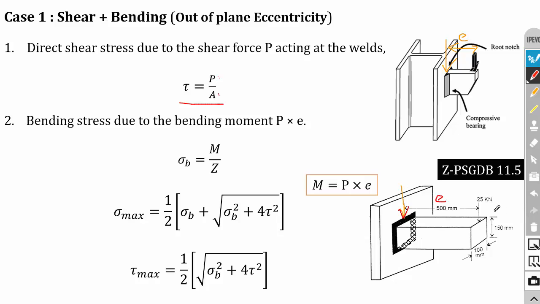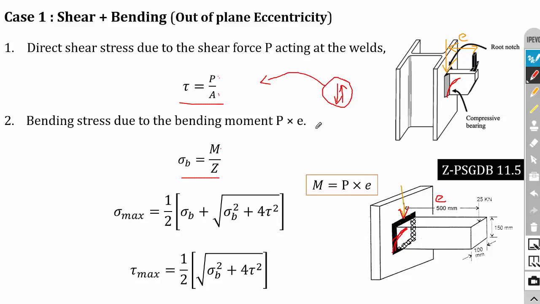If the load is acting with some eccentricity, this eccentricity will try to bend the weld like this. So it is producing bending stress, and we know the bending stress equation is sigma B equals M by Z. For primary stress, the load is directly acting here, and we get a reactive load in the opposite direction, which will produce a shear stress. That is primary stress.